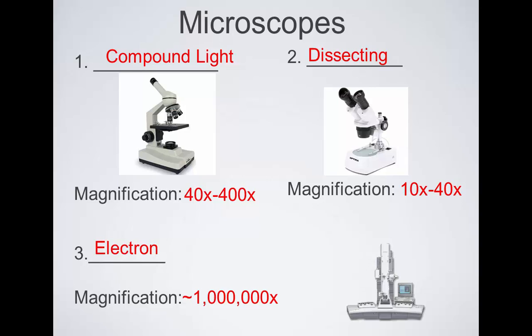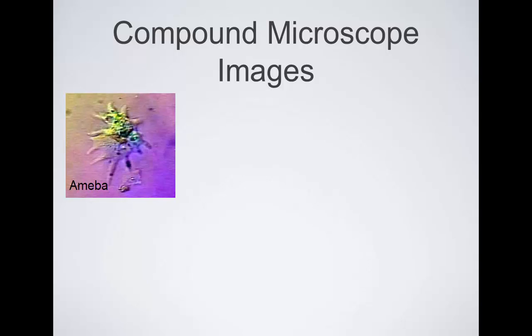So if we look at some images that are taken from these microscopes, when you look at an object in a compound microscope, it gives you a very flat view, a two-dimensional view of the object. First of all, because the objects you're looking at have to be sliced very thin, almost paper thin, there's not a lot of depth to them. This is an amoeba. It's a living organism, a single-celled living thing. We will look at living amoeba later in the year.